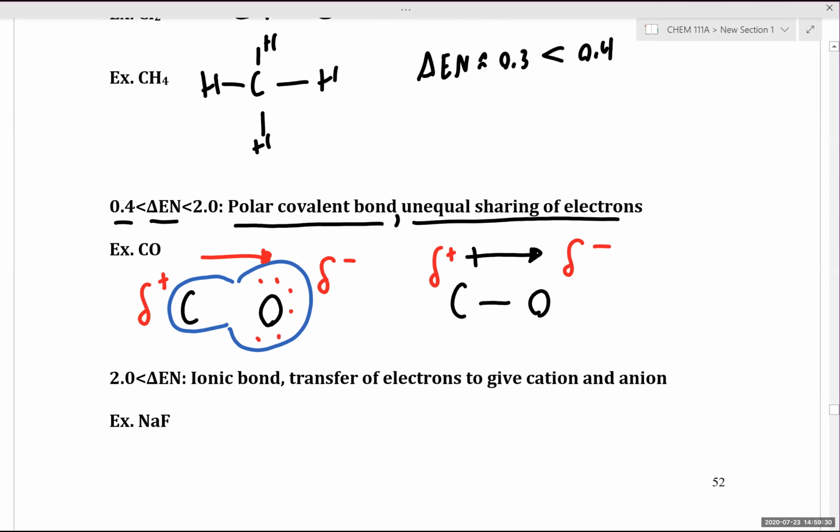So in polar covalent bonds, we have a difference in electronegativity. Oxygen is pulling the electron density more strongly towards itself. It has more of the electron density from our chemical bond. It builds up this partial negative charge. Our bond becomes polarized. We have a separation of partial charges, an uneven distribution of charges.